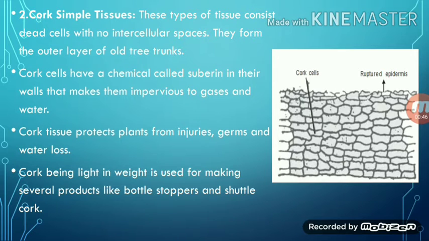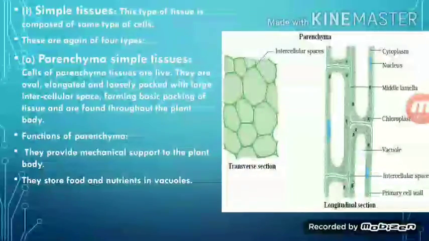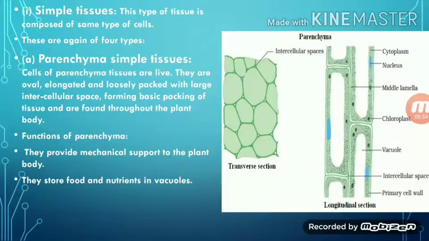These are the four types of permanent simple tissue. In this picture you have seen the diagram of parenchyma. It is a transverse section and longitudinal section of parenchyma cell.